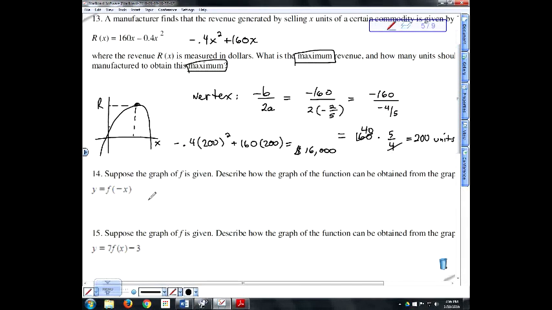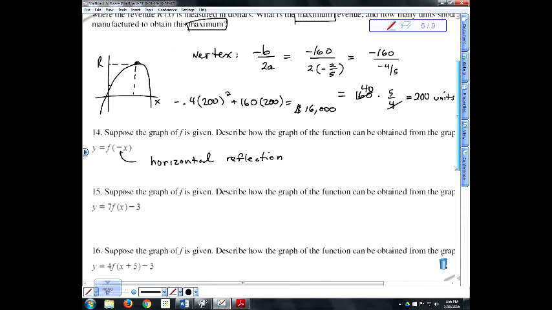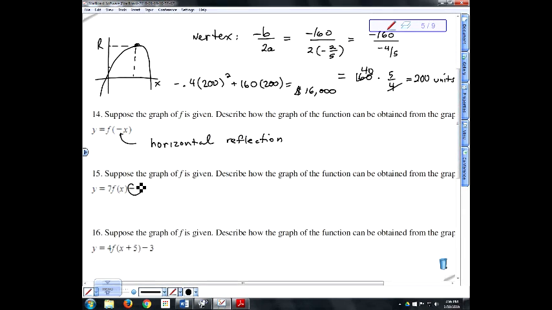Okay, this transformation here describes a horizontal reflection. Had the minus sign been outside of the function, that would have been a vertical reflection. There's two transformations here. There's that and that. Since the minus 3 occurs outside of the function, it affects vertically. It affects the graph vertically. It moves the graph down 3 units.